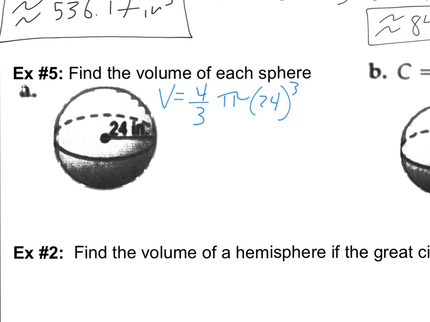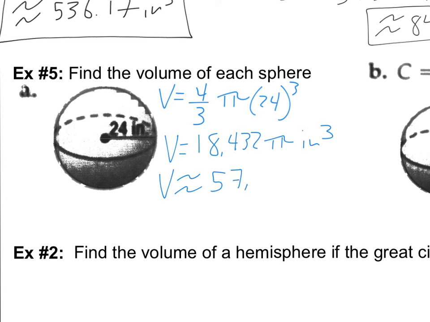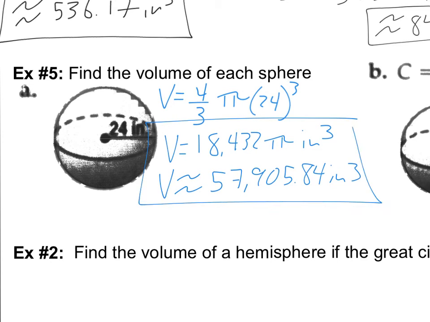Well, this is just a matter of going to your calculator, doing 24 cubed times 4/3, and you would get 18,432 pi cubic inches. And then if you wanted to round that to the closest decimal, it would be about 57,905.84 cubic inches. All there is to it, just plugging it into the calculator.